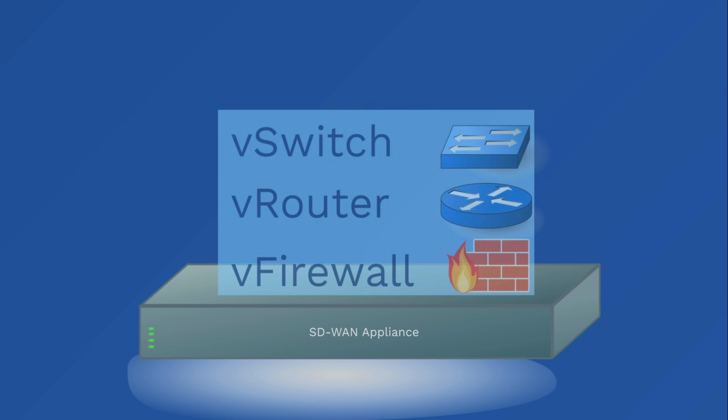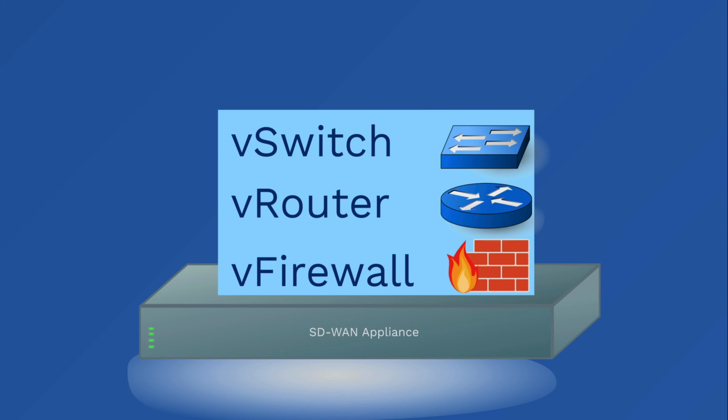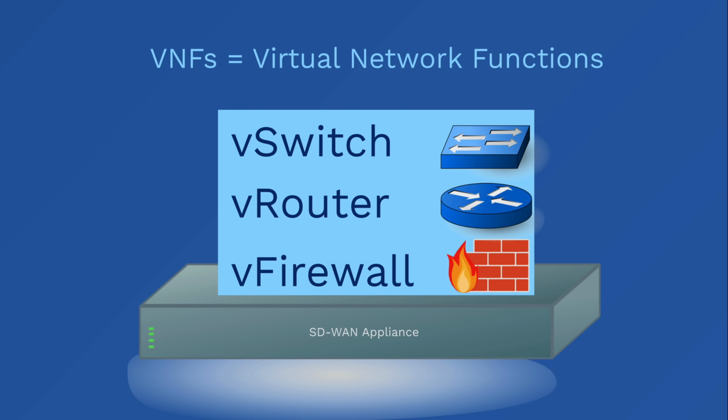So in this example, we have an SD-WAN appliance, and on this appliance, we have the ability to spin up a virtual firewall, a virtual router, a virtual switch. So as you can imagine, even though it's a single piece of hardware, we now have the ability to virtualize it and add multiple different pieces of intelligent software to allow this device to act as a multi-functioning device. These are also called VNFs, or virtual network functions.